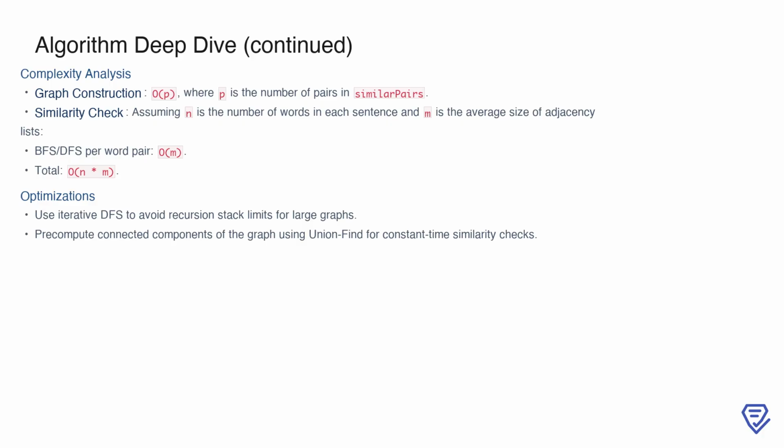To optimize further, iterative DFS can be used to avoid recursion stack limits, which is especially useful for large graphs. Another powerful optimization involves pre-computing connected components of the graph using a union-find data structure. By doing this, we can determine similarity between any two words in constant time, significantly improving performance for repeated queries. These techniques ensure that the algorithm is not only correct but also efficient and robust for various input scenarios.